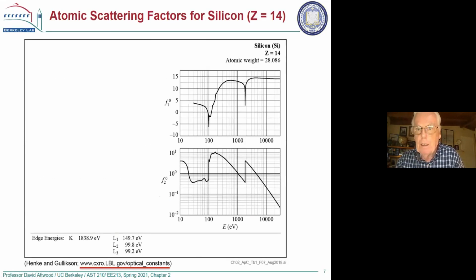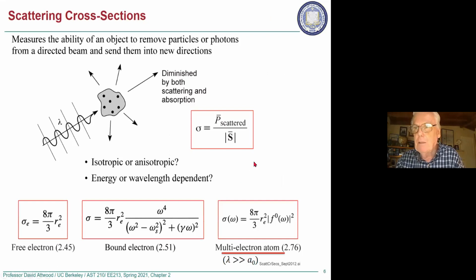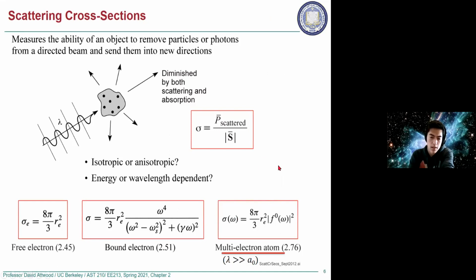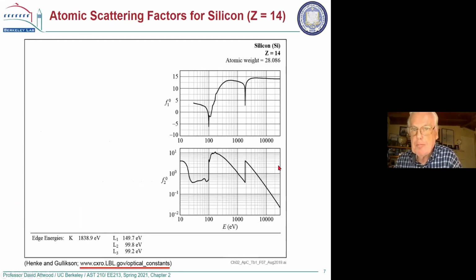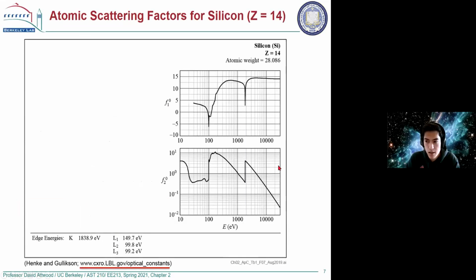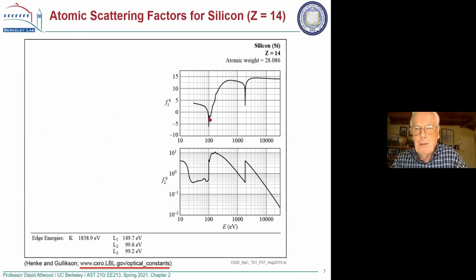Yeah, before I go on, does anyone have anything to say? I have a quick question on the graph on the next slide. When we're looking at the real part of the scattering factor, what does it mean when it goes negative, like around 10 eV or 100 eV? Oh, a really terrific question.